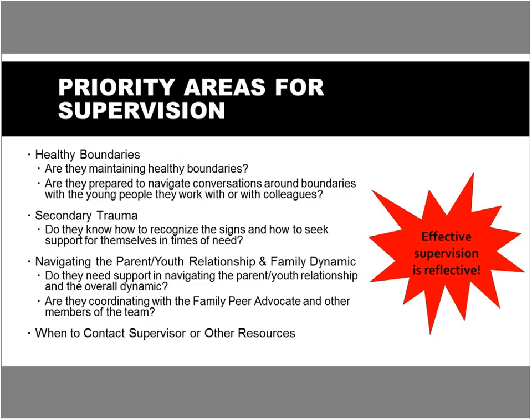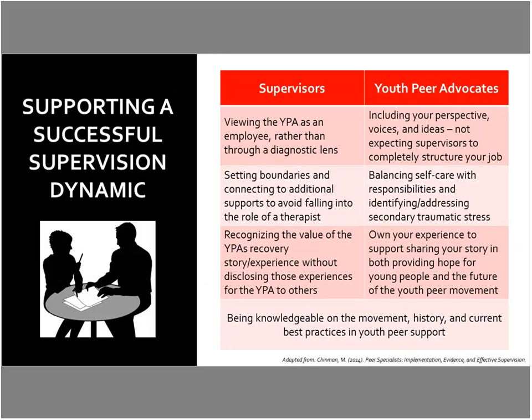They should also explore how to navigate the parent-youth relationship and the overall family dynamic, looking at the larger picture and family structure. They will also need to be adequately informed on how and when they should contact their supervisor outside of regular supervision and connect with additional supports, such as Youth Power's Peer Leader Support and Development Group, which is an opportunity for youth peer advocates across the region to connect with one another to explore different challenges and successes. It's also important to identify those boundaries for yourself too. So thinking about when you prefer to be contacted and how, and what that looks like outside of supervision.